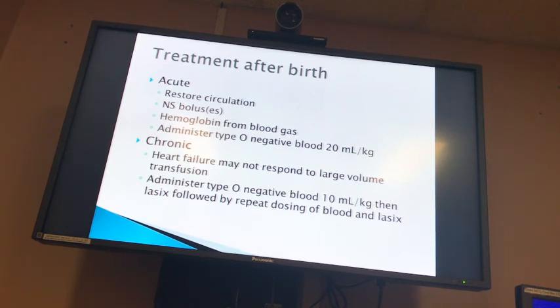The other thing is with the chronic ones, they may actually look edematous because they may have been in chronic heart failure. But that's a good point.